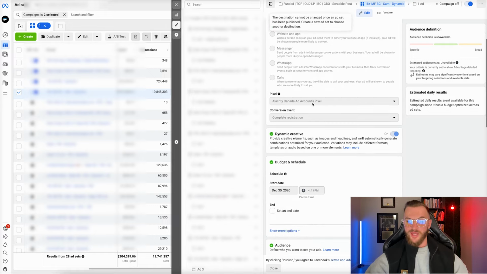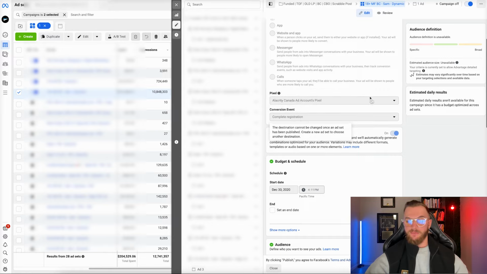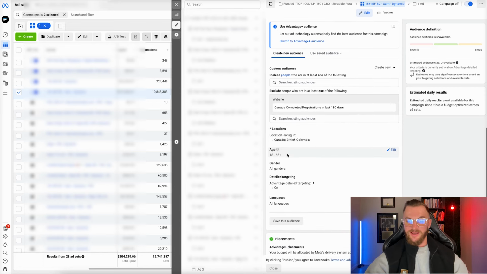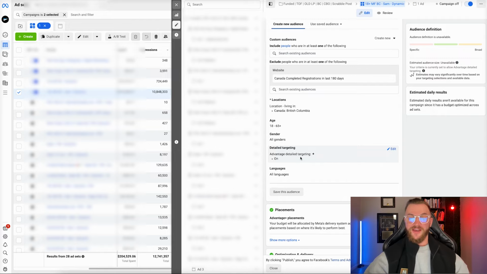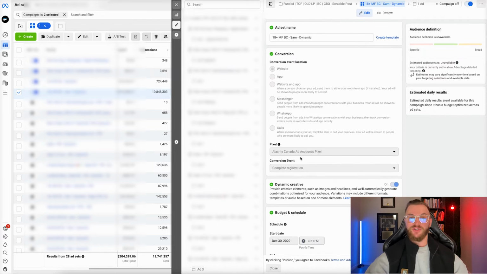And then if we scroll down here, you can see we had the conversion event for complete registration. This is a purchase conversion campaign. So all of these campaigns are purchase conversion campaigns. We had the pixel set up here. If we scroll down, we can see we excluded website complete registrations the last 180 days. So we excluded past conversions. We were targeting BC, 18 to 65 plus, all genders. We had detailed targeting on, very broad here. So literally this is just broad targeting, and we're letting Facebook do its magic because we gave it so much conversion data and letting it do its thing to get us more leads and conversions.